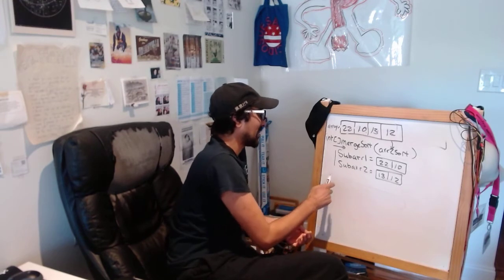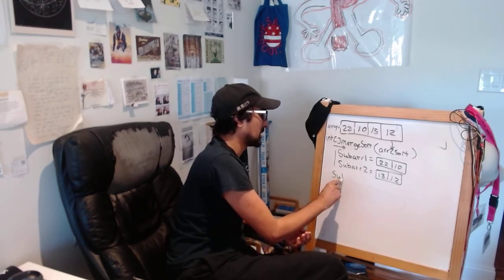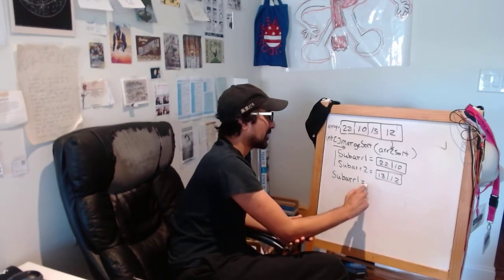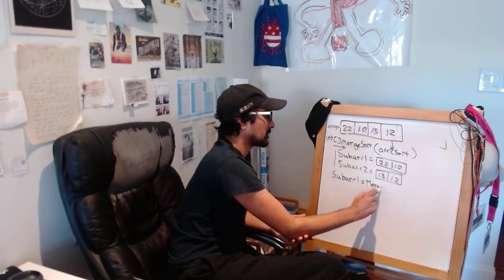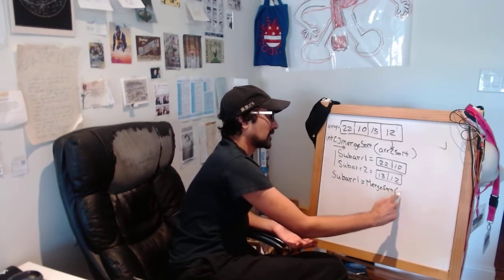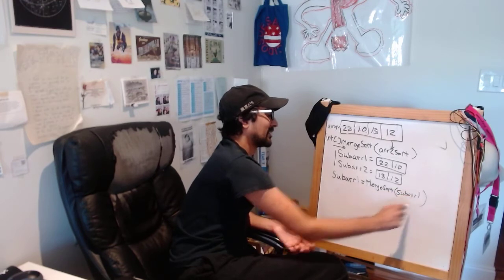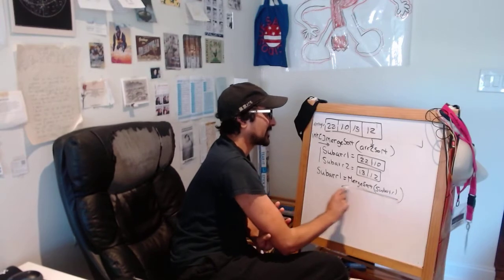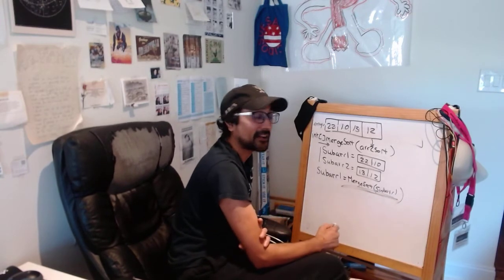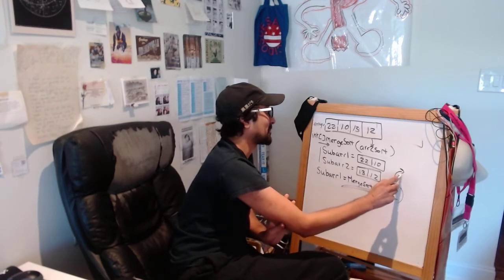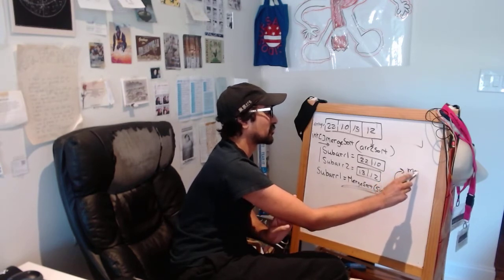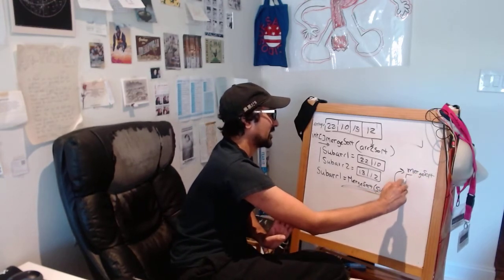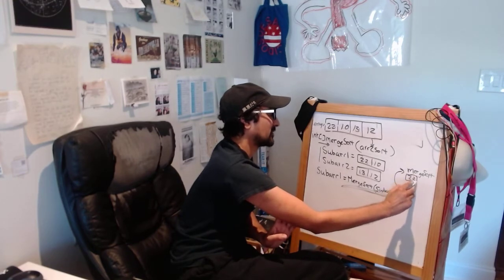All right, so what do we do? Well, we're going to say subarray 1 equals mergeSort of subarray 1. Okay, and what does that do? Well, this stops right here because it can't move on until that's been evaluated. And how does that get evaluated? Well, we're back in mergeSort. So we've invoked mergeSort from within mergeSort, and now we're calling mergeSort with this array, 22 and 10.